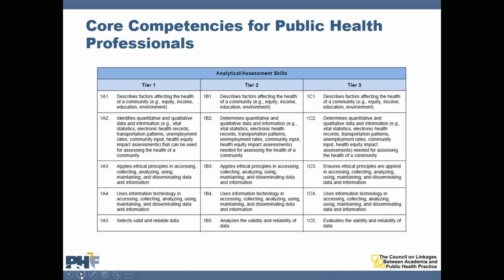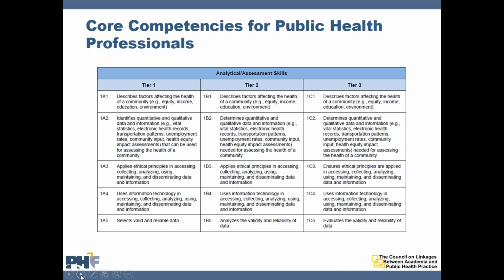The current version of the core competencies was adopted unanimously by the Council on Linkages and released in 2014. And these core competencies are organized in two ways. First, they're organized into 8 domains, which reflect skill areas within public health. So these include analytical and assessment skills, policy development and program planning, communication, cultural competency, community dimensions of practice, public health sciences, financial planning and management, and leadership and systems thinking skills.